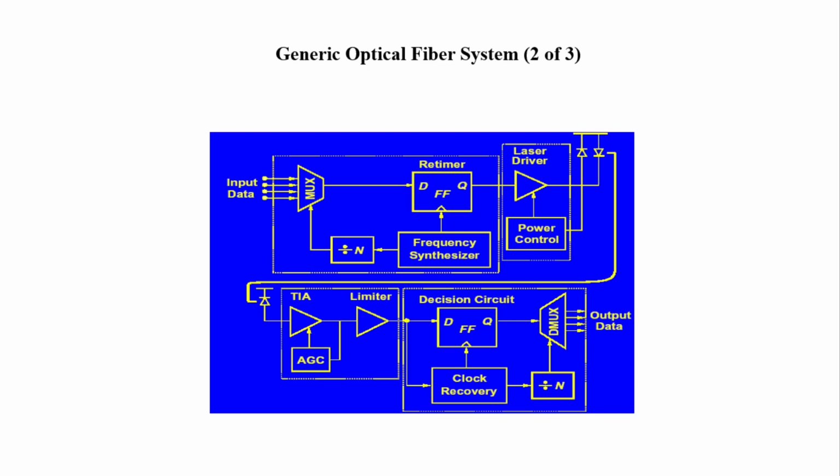This one is another detailed structure of optical fiber, or we can say optical fiber transmission system. It consists of power controls, laser drivers, after that frequency synthesizer, decision circuits, clock recovery, multiplexer on the input side through which the input signal is given, after demultiplexer on the output side through which the output signal is taken out. So they combine together to form an optical fiber system.